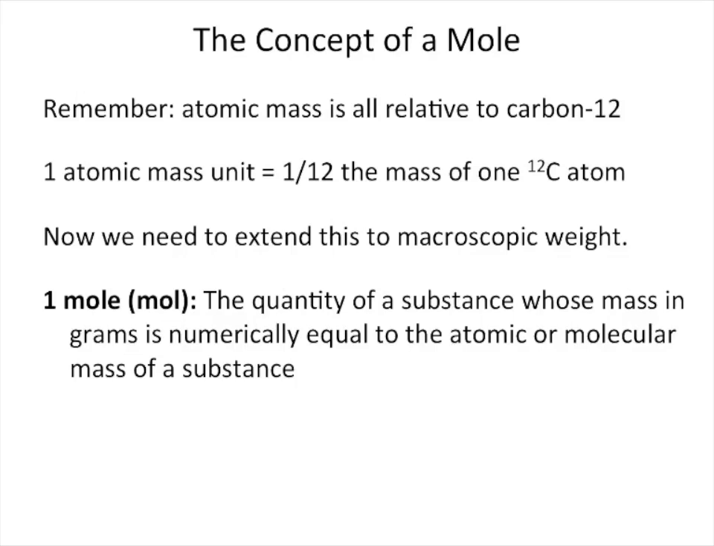So remember from our previous videos that the atomic mass of all atoms in the periodic table is defined relative to carbon-12, in that one atomic mass unit, or u, or amu, is 1/12 the mass of a carbon-12 atom. This is how the whole system of atomic masses is built. Now we want to extend this to macroscopic weight, to something we can measure, because you can't weigh an individual carbon atom, it's way too small for that, but you can weigh a large amount of carbon atoms.